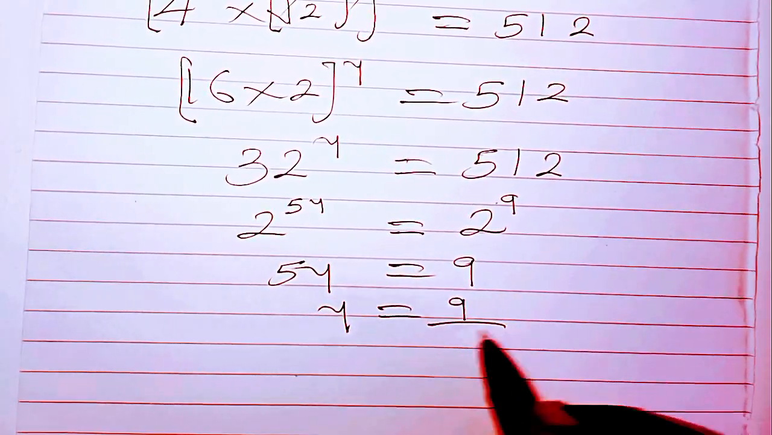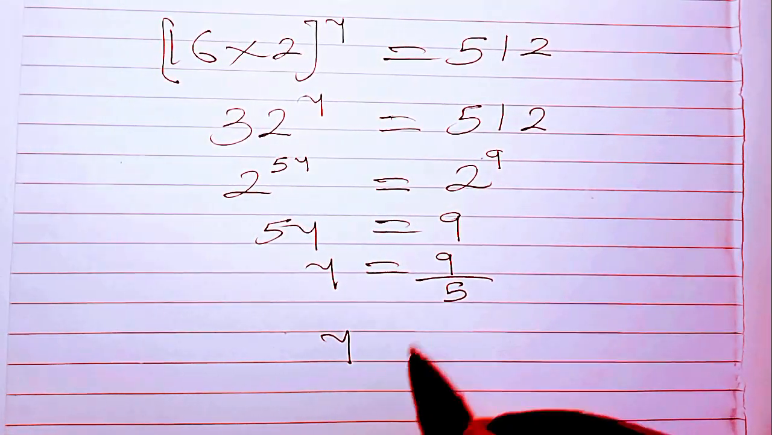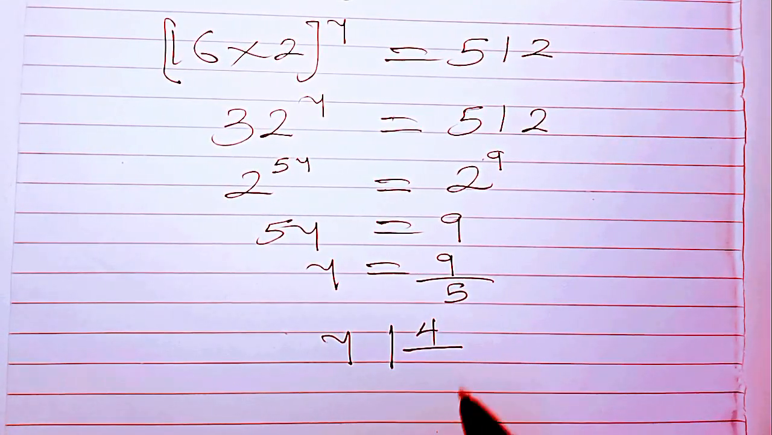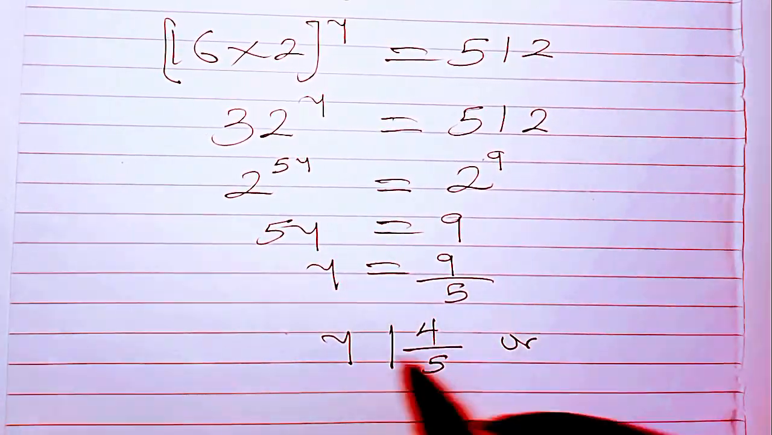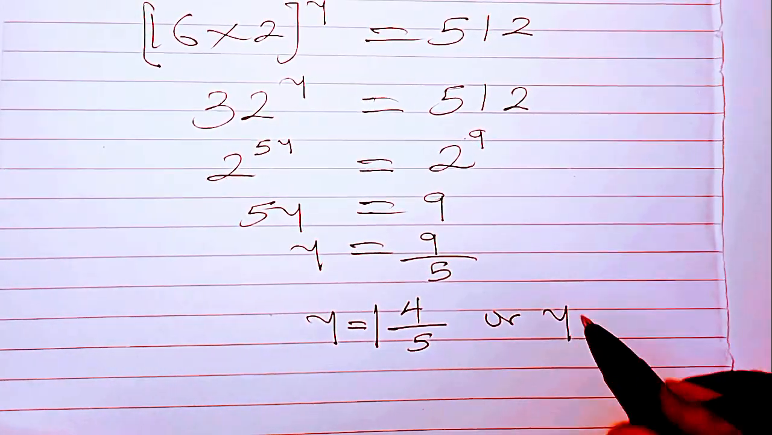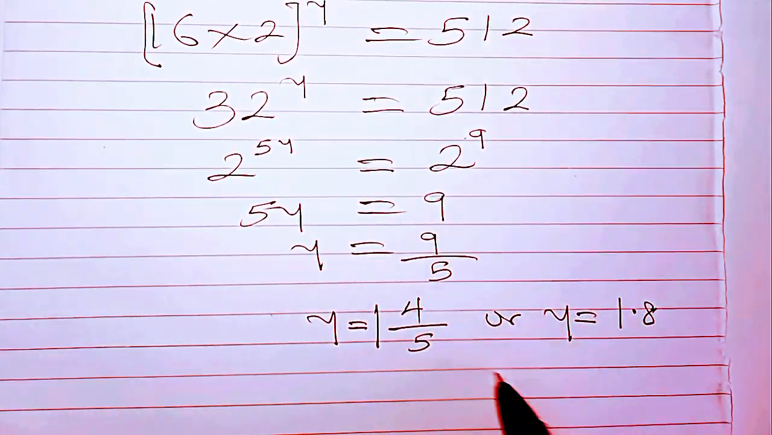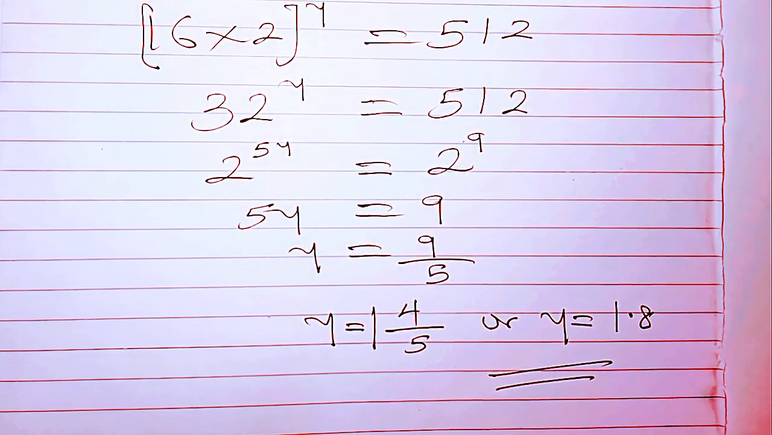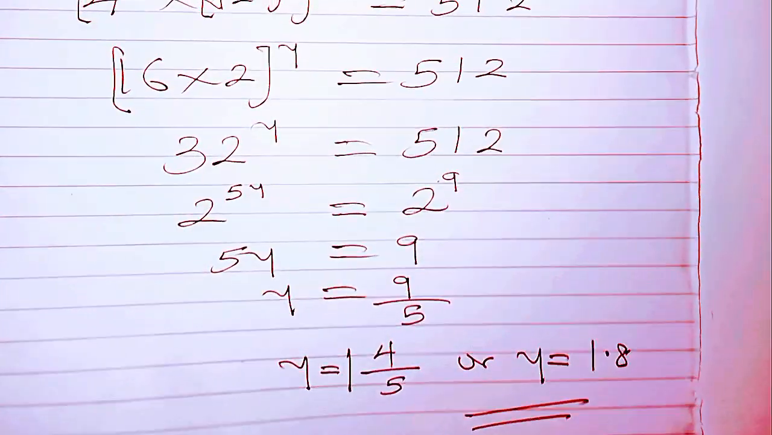Our y becomes 9 over 5, which as well can be written as 1 whole number 4 over 5, or we can write it in decimal as y equal to 1.8. So that is the answer to such a question. Let's take a look at another example.